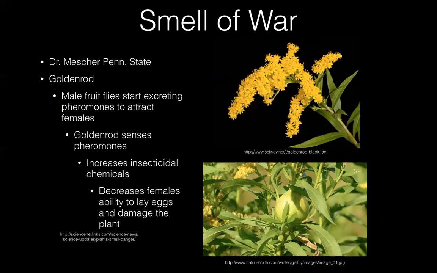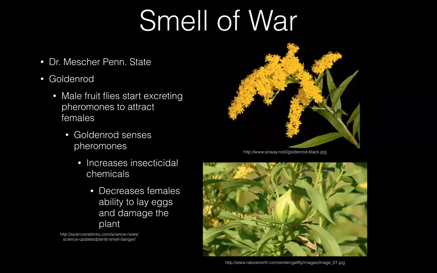Mesher from Penn State was working with goldenrod, and what he saw was as the male fruit flies started to excrete pheromones to attract the females, the goldenrod, on the surface of its cells, on the surface of its tissue, has kind of those exact structures we were just talking about. It has receptors that allow the goldenrod to pick up on those male fruit fly hormones and react to it.